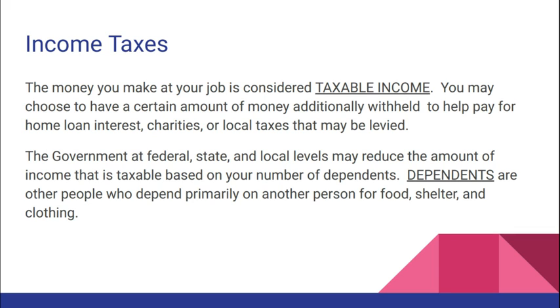The government at the federal, state, and local levels may reduce the amount of income that is taxable based on your number of dependents, and those are people who primarily depend on you or another person for food, shelter, and clothing. So if you have two kids, you have two dependents. If you have two kids and one of the parents is a stay-at-home parent, say a stay-at-home mom, then that person could technically be a dependent on the other parent, and so you would have three dependents. They basically subtract how much money you owe the government based off of how many dependents you have.